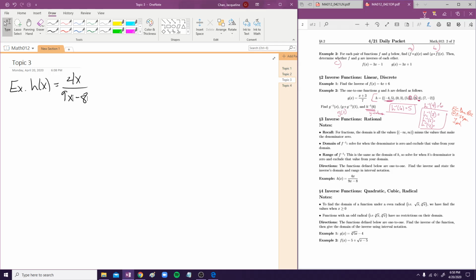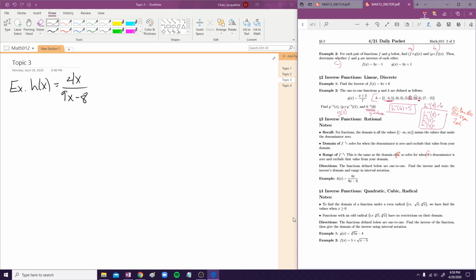And then for the range of f inverse, I've always found it easier to find your domains rather than your ranges. But keep in mind that the range of f inverse is the same as the domain of f, or whatever function you're given, f, g, whatever. So we're going to solve for the f denominator when it's 0 and exclude that value, right? So let's do an example to show you what I mean.